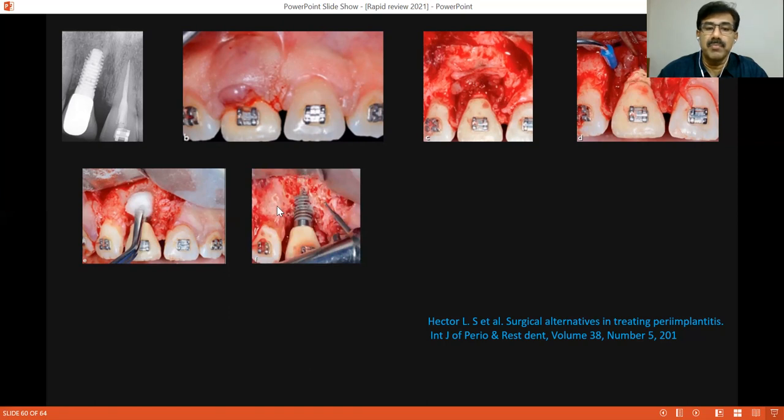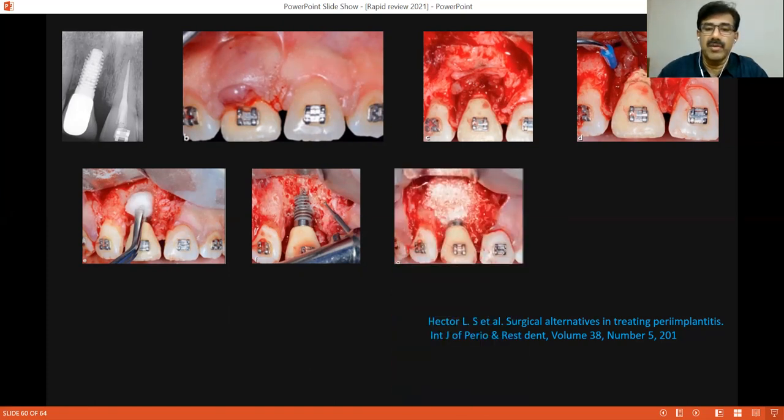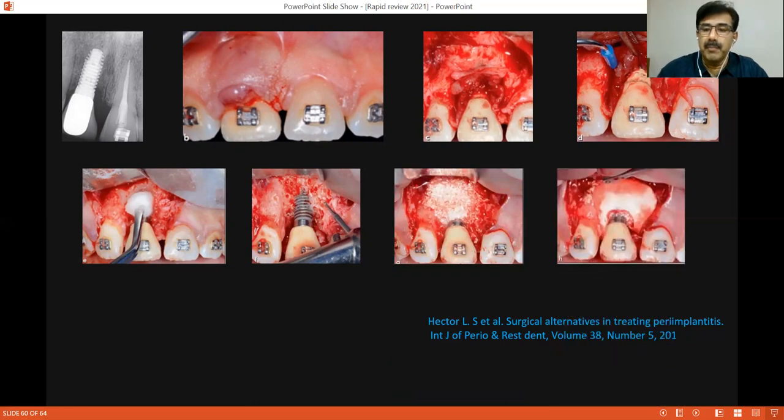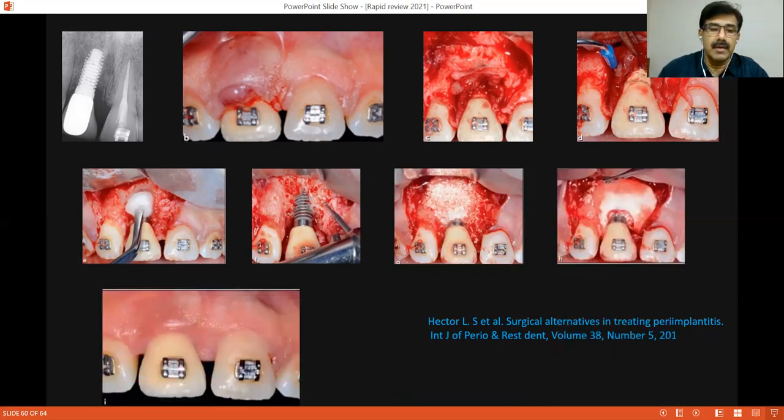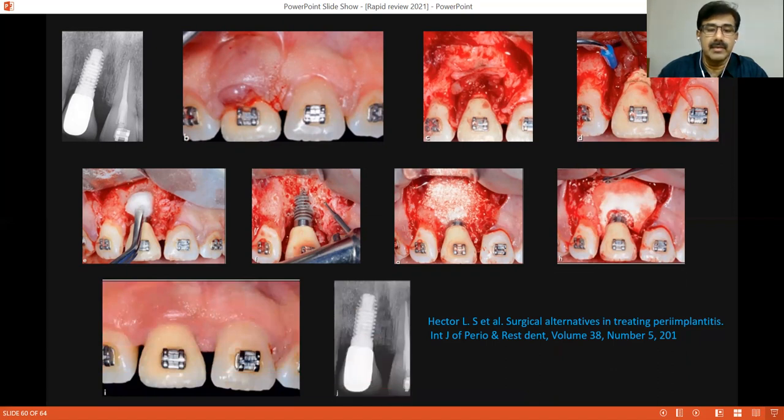Now they planned to do a regenerative type of surgery. So a little bit of decortication of the remaining bone was done so that bleeding points were induced. And then bone grafting was done on that site. A membrane was placed. And this is how it healed. And when you compare the bone, you can see how well the density of the bone has increased, and the bone fill has also taken place. And clinically, you see that it looks absolutely healthy. So this is a regenerative type of peri-implant surgery.